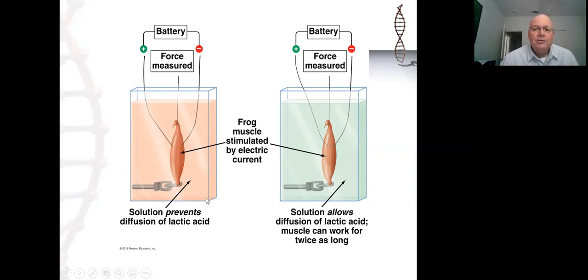And so the two setups were a solution that contained lactic acid so that the lactic acid could not diffuse out of the muscle, and a solution that had no lactic acid in it, so that the lactic acid in the muscles could diffuse out of it. And in this setup, the muscles stopped working very quickly, whereas in this setup, the muscles continued to work for an extended period of time. And the conclusion drawn from this was that the presence of lactic acid in the muscle was what was stopping the muscle from working, was the cause of muscle cramp.